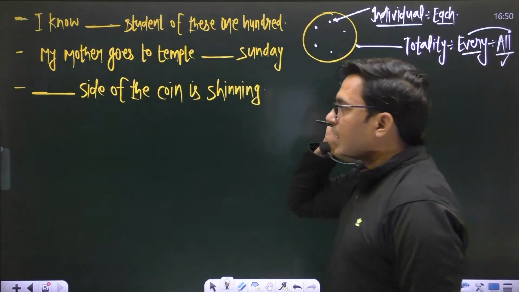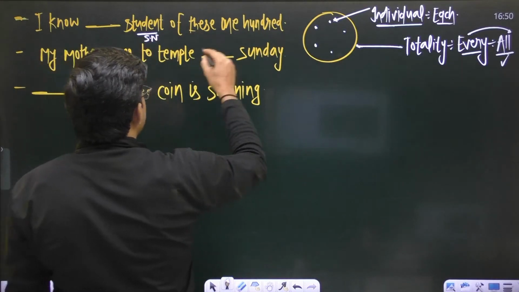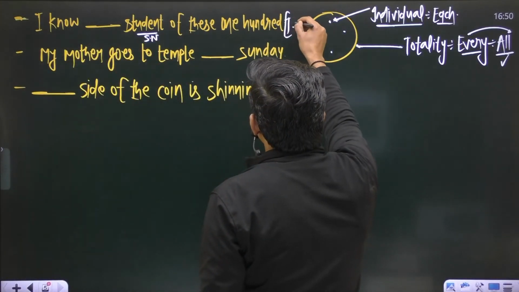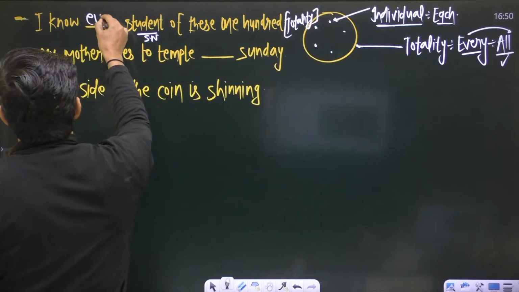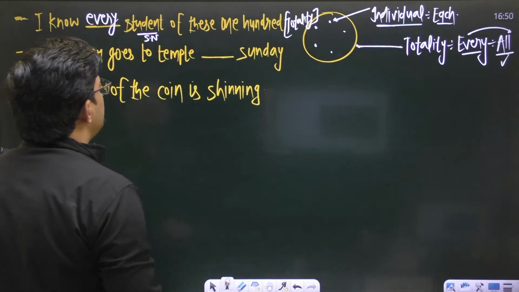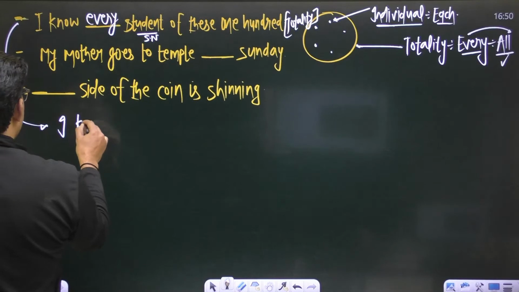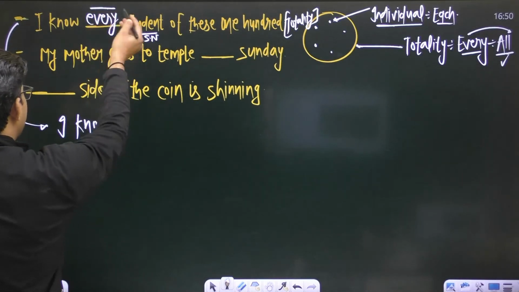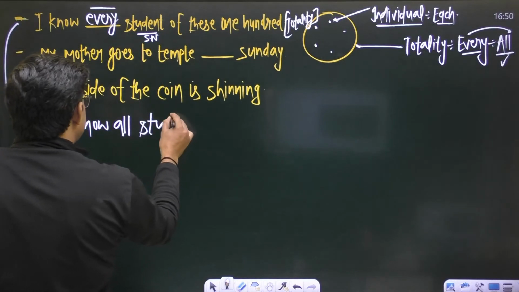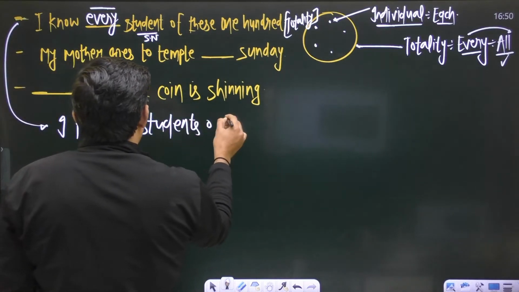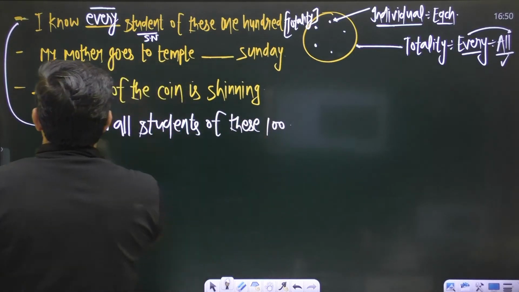Individual one. Okay. And in this first sentence, this is a singular noun, and here we are talking about totality. So in case of totality we use what? We use every. I know every student of these 100. The meaning of this every is all. So you can say, I know all students of these 100. This is also right to say.